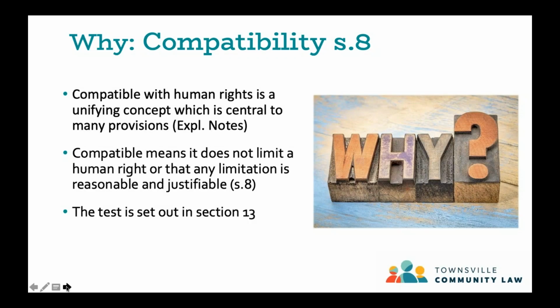And that leads us to the why, and that is the why a decision is taken. And that is purely about two issues, compatibility firstly, and then proportionality. Compatibility with human rights is a unifying concept under the Act, and it is generally consistently drafted in the Act, and so we can apply the same kind of test each time we look at that principle. Compatibility means it doesn't limit a human right or that any limitation is reasonable and justifiable. You're going to need to come to terms with the test in section 8 in this regard, which then sends you on to section 13 for the detail.